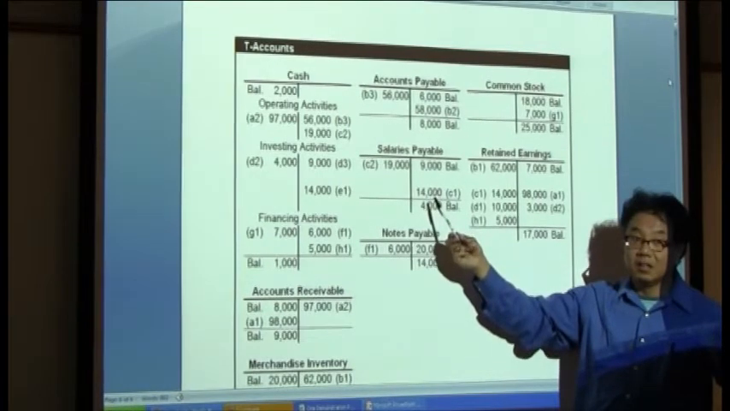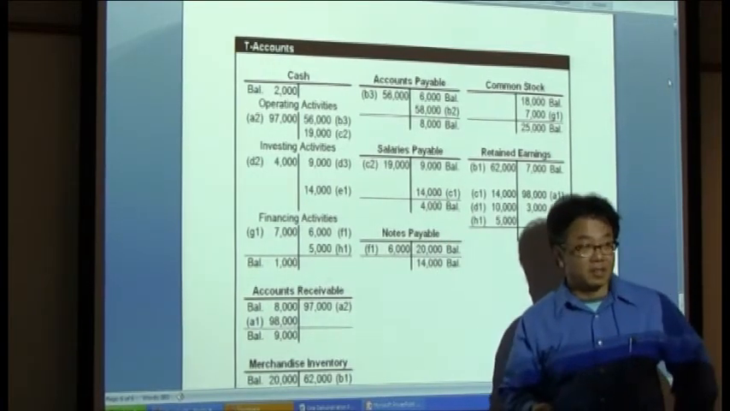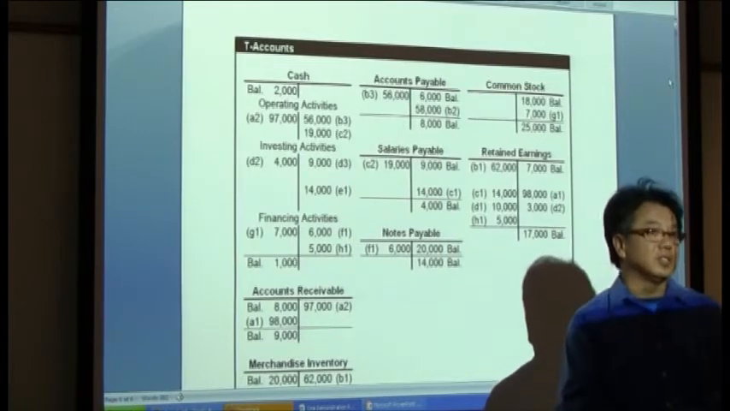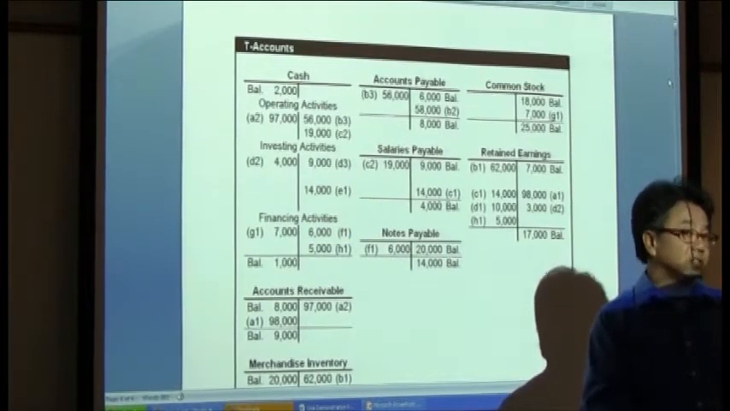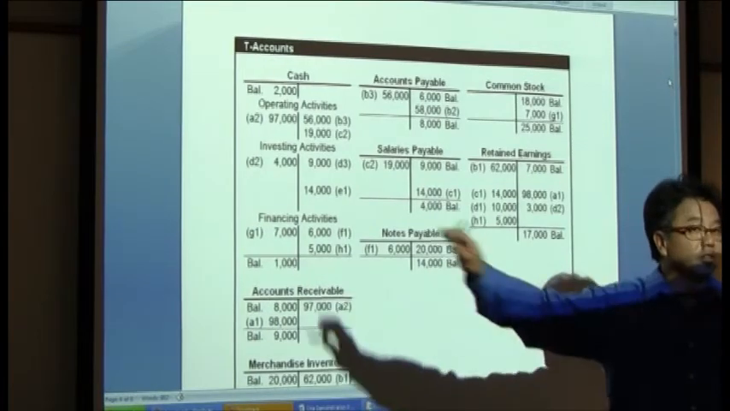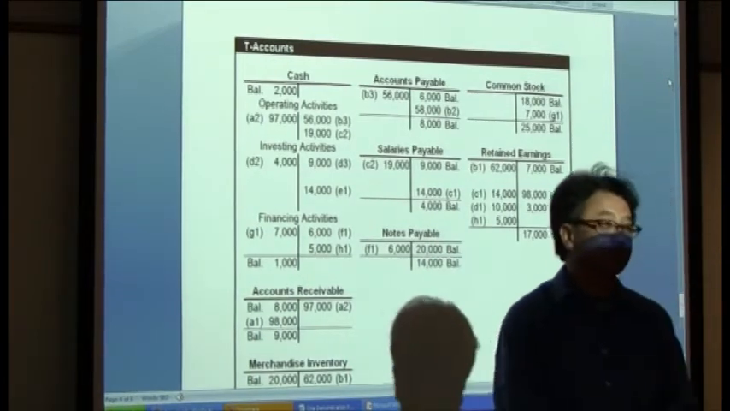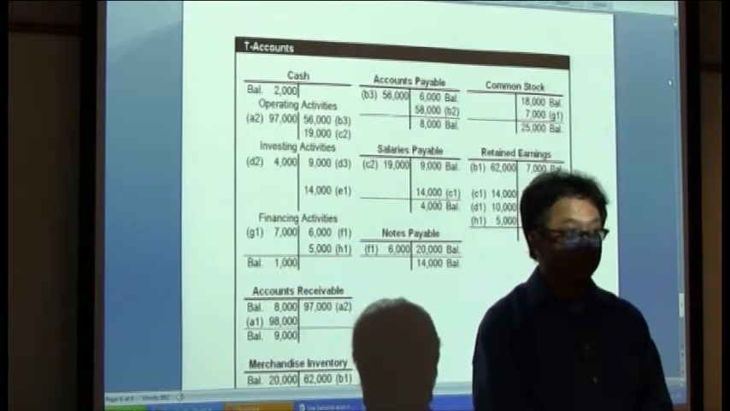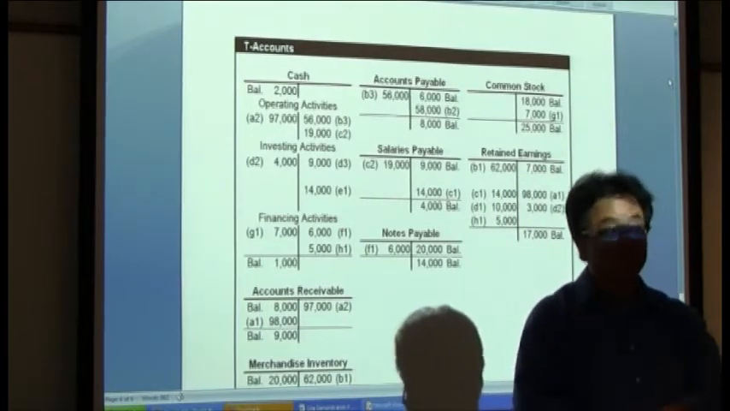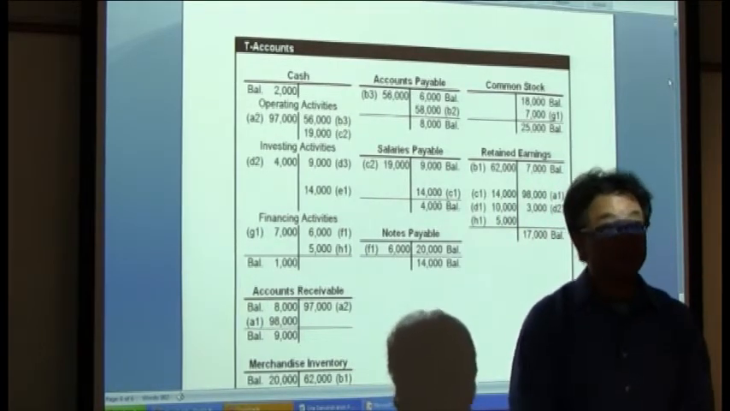What was the journal entry? Salaries expense journal entry. Accounting 1A, don't look at this. What was the journal entry? Debit, salaries expense, credit, salaries payable.